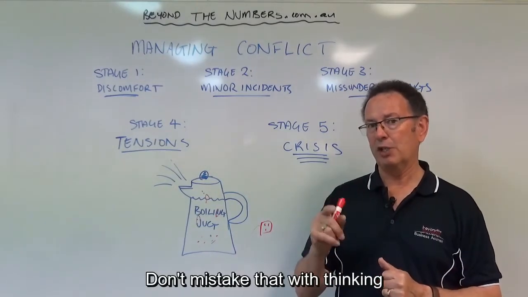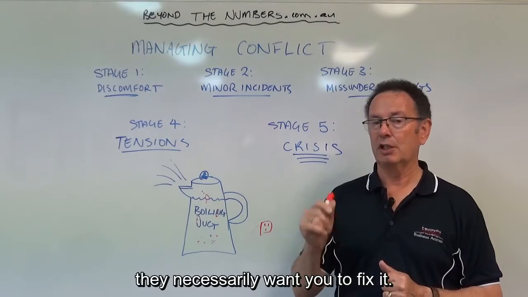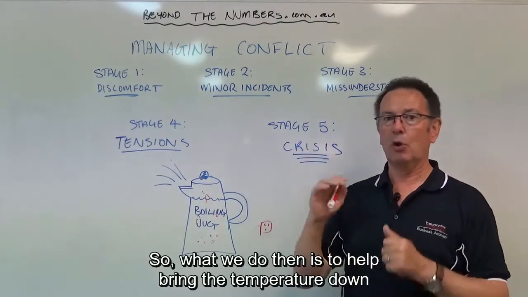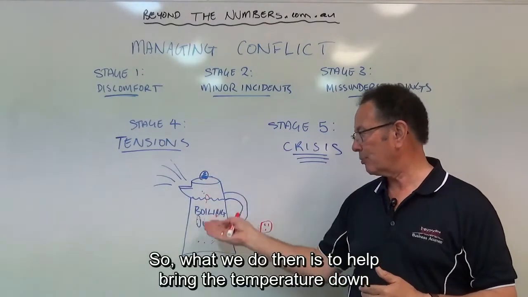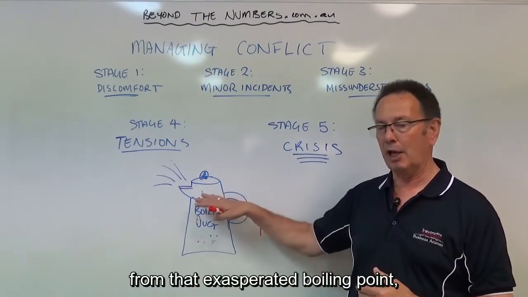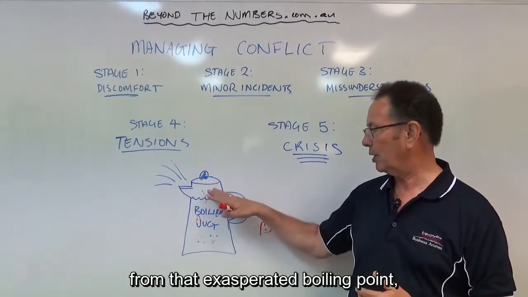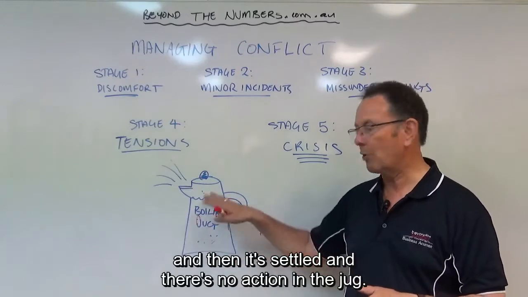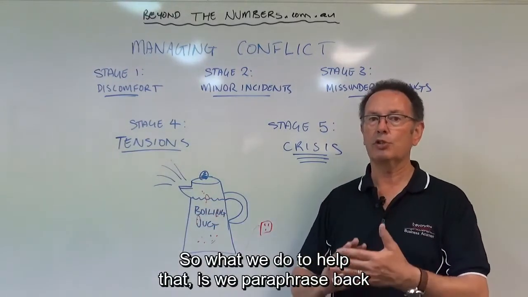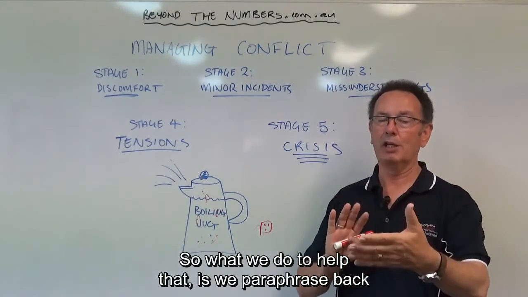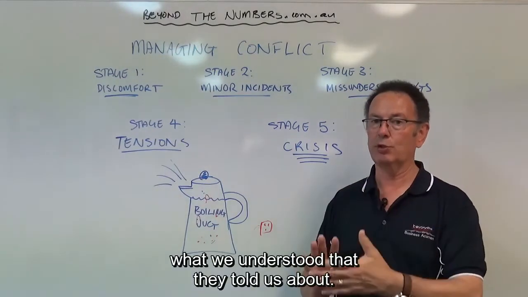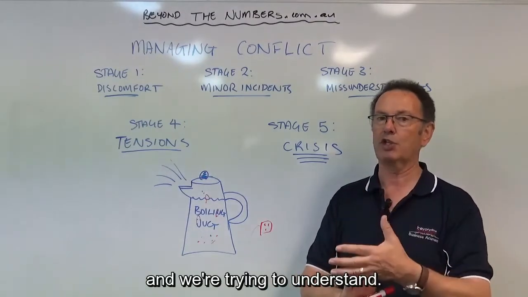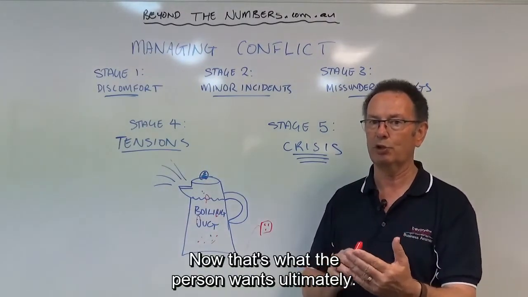Don't mistake that with thinking they necessarily want you to fix it. At this stage they really want you to hear it. So what we do then is to help bring the temperature down from that exasperated boiling point, slowly bring it down till it's simmering, and then it's settled and there's no action in the jug. So what we do to help that is we paraphrase back what we understood that they told us about. So it's us demonstrating that we listened and we're trying to understand, and that's what the person wants ultimately.